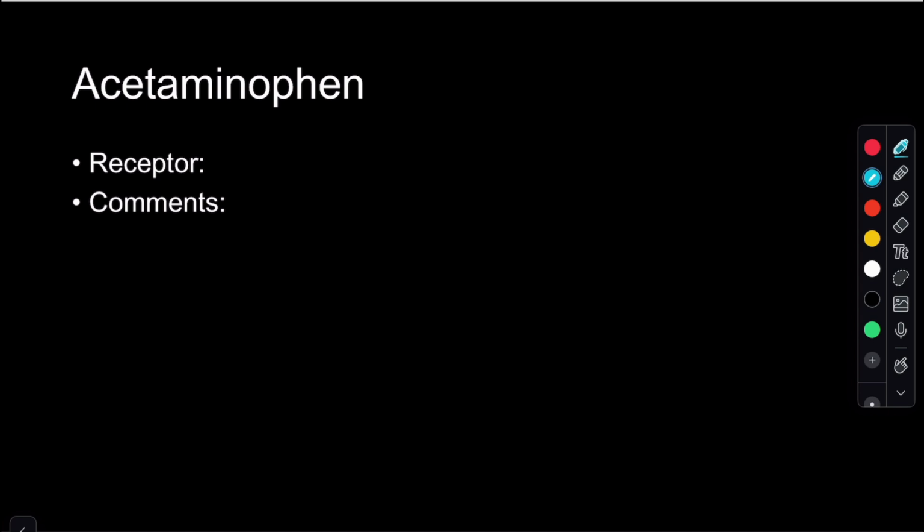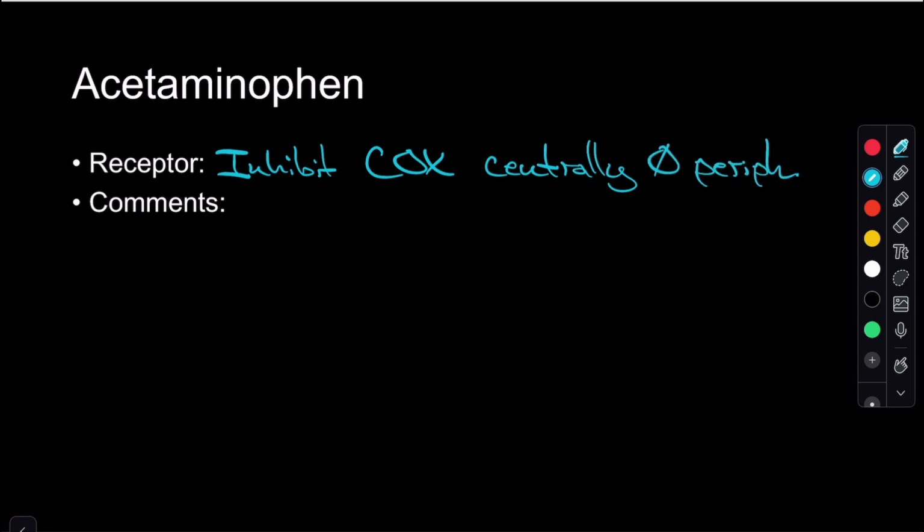Our next medication to discuss is acetaminophen. So the mechanism of action of acetaminophen is actually unclear despite how common it is. It's thought to inhibit cyclooxygenase centrally, but not peripherally. So that's why you don't see the same anti-fever effects that NSAIDs cause, because it doesn't inhibit cyclooxygenase peripherally. However, this is still pretty unclear.